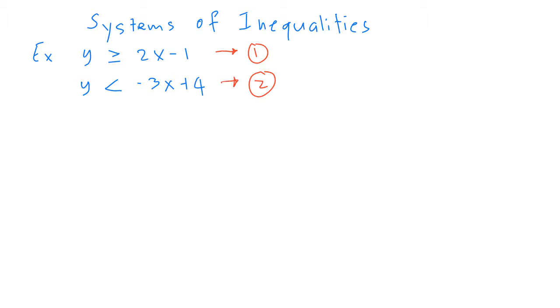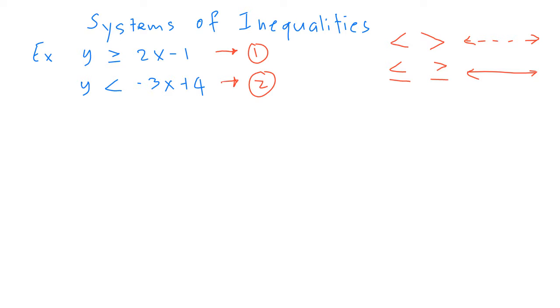Now note that we have symbols in order for us to show these two solutions in a graph. If you have less than or greater than, you will have a dotted line or broken line. If you have less than or equal to, or greater than or equal to, you have a solid line for the graph.